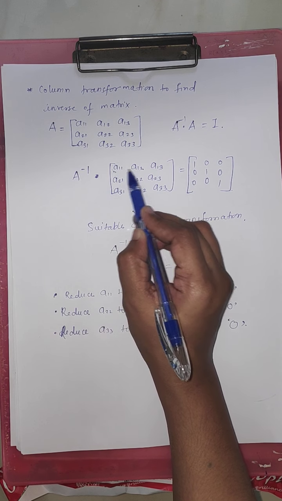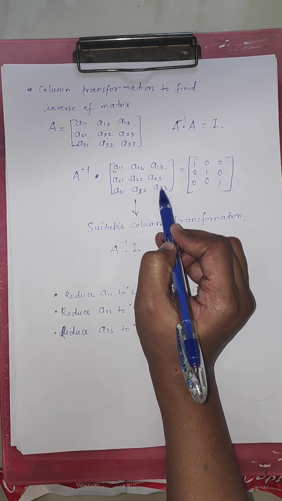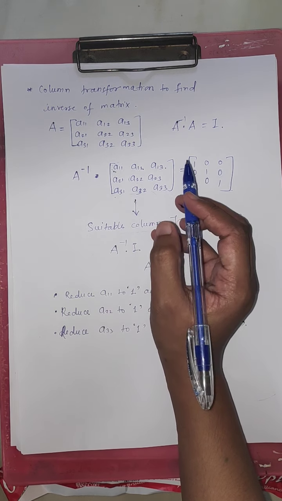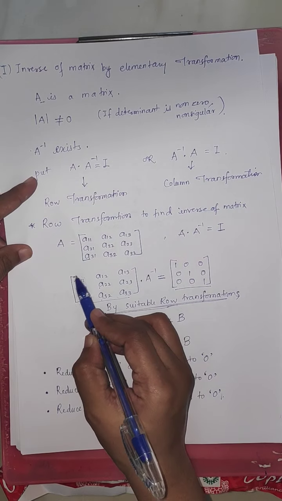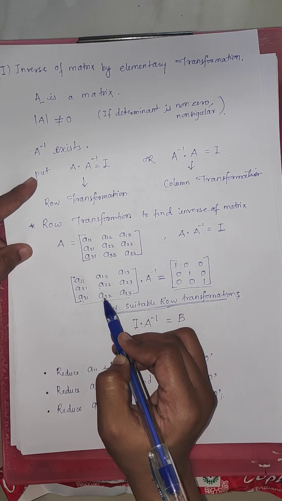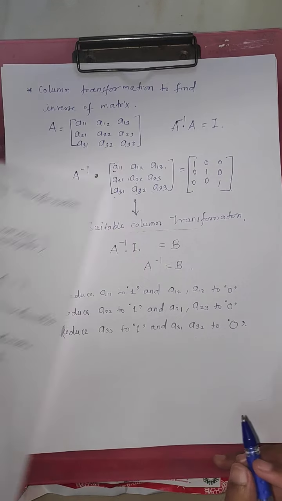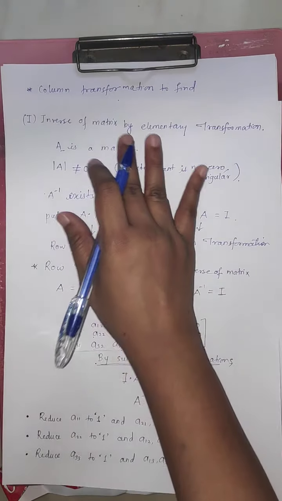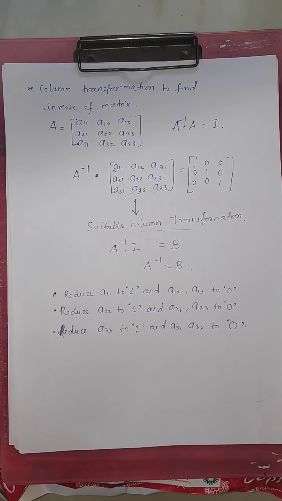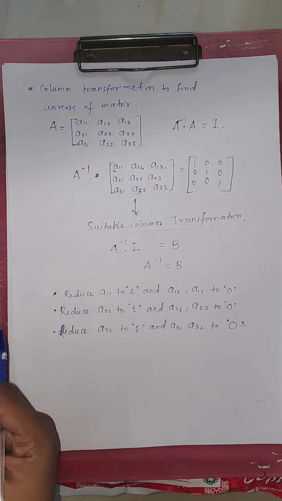Make this element 1, then these two 0. Make this element 1, then these two 0. And in row transformation, make this 1, then these two 0. Make this 1 and then these two to 0. So this is how we can find the inverse of matrix by row transformation and by column transformation. When we go for the exercise, then you will clearly understand the topic.